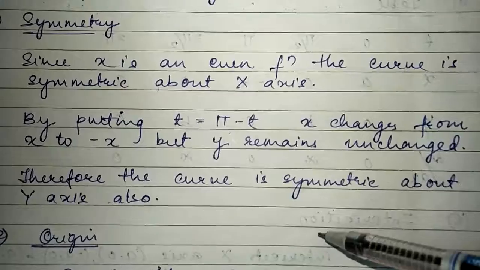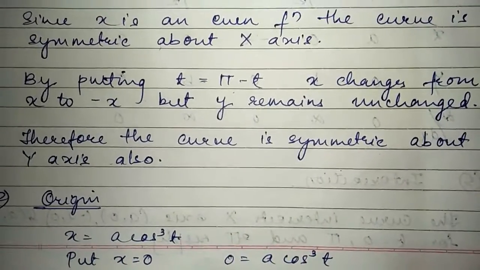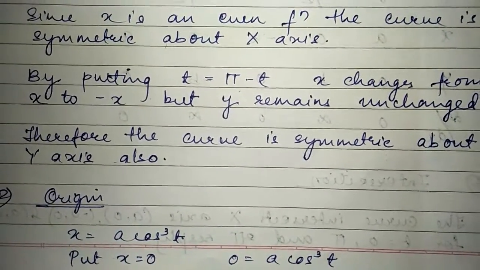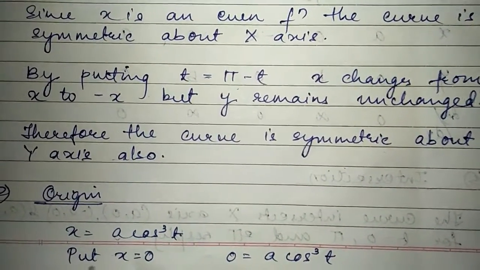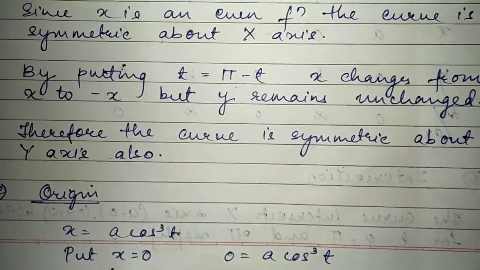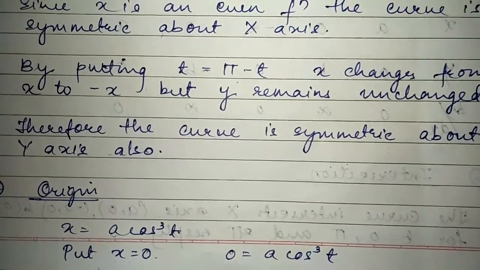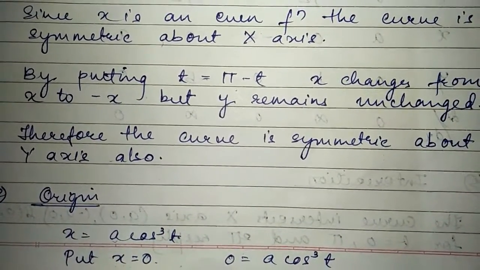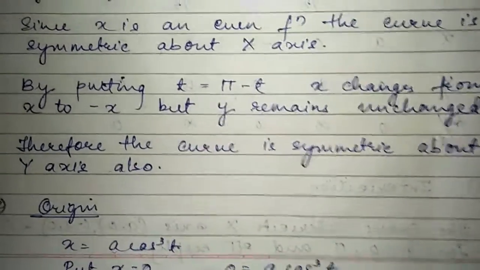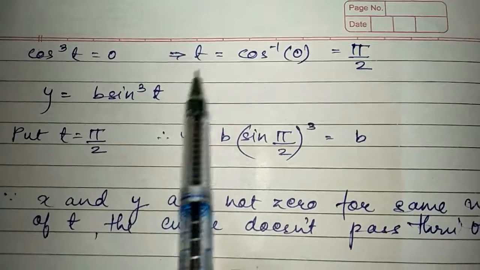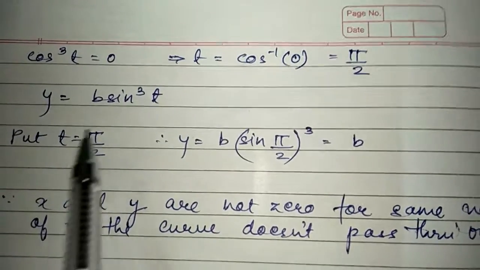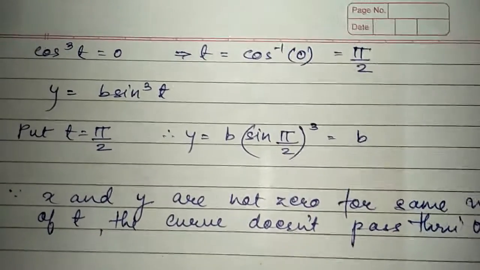Then the next point is whether the given curve passes through the origin or not. Now we'll consider x = a cos³t, and we'll put x = 0. So we'll have 0 = a cos³t. Further, cos³t is equal to 0. That means t is cos inverse of 0, that is pi by 2.